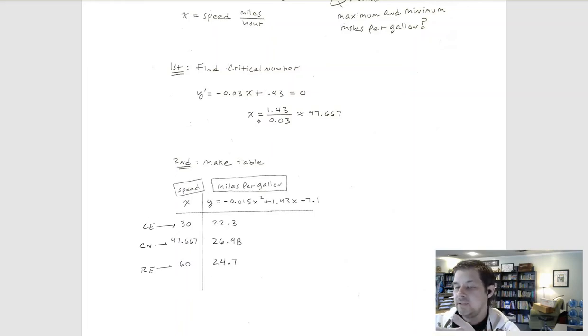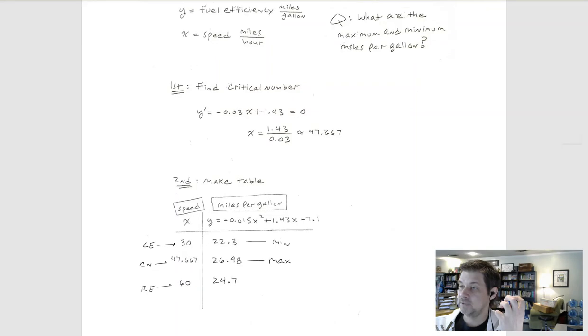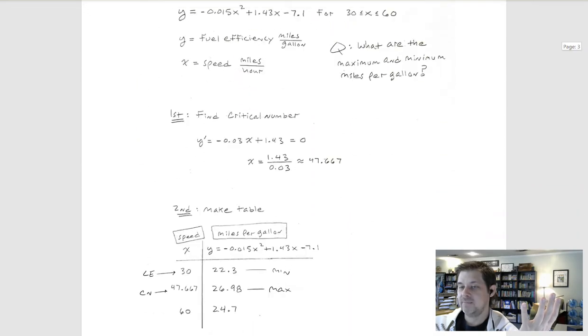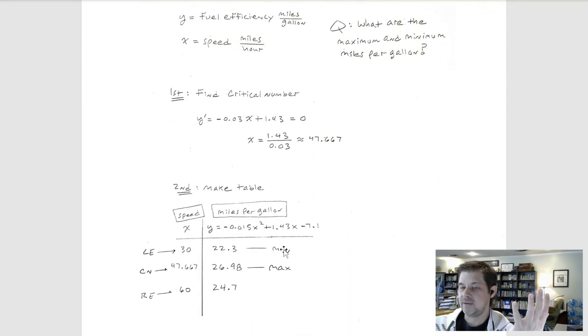So I would see it that, well, so 22, 26, 24. So this is the maximum. So you're going to get maximum miles per gallon or best fuel efficiency at 47.667 miles per hour, according to our numbers. And then this is our minimum. Okay, remember, I said that your maximum and minimum values, whatever they were, are going to appear over here. Okay, and I can make my judgment on an answer just like that.